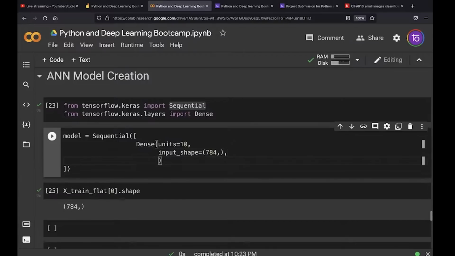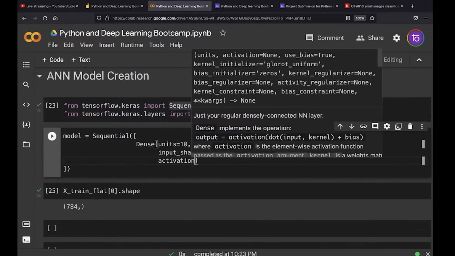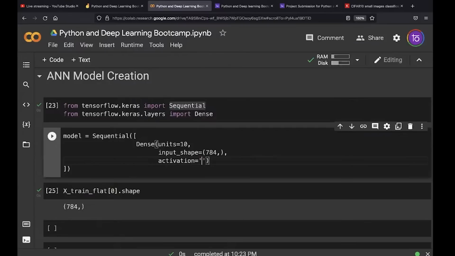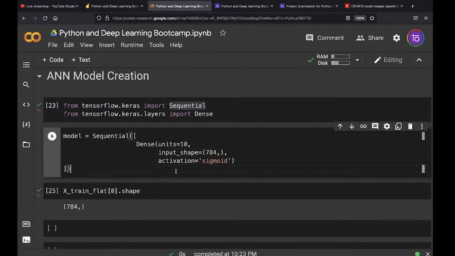Now I need to provide an activation function, which I have already told you, which is going to help us make a decision. So the activation over here will be sigmoid, okay? We are going to use the sigmoid function. All the documentation is given in the Keras documentation and TensorFlow Keras documentation. You can kindly refer to that for more information.